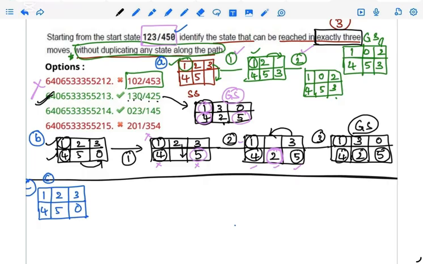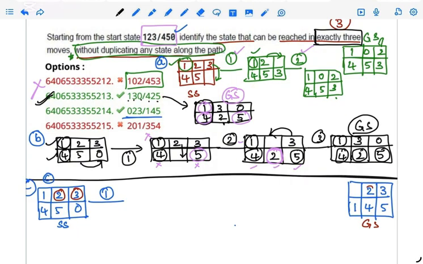Okay. This is the start state. And the goal state is, we want to reach this state. Goal state 0 to 3, that is first space is empty. 0 to 3, 1, 4 and 5. So for the first move, check which states are exactly in the correct position in the goal state and the start state. 2 and 3 are in the correct position.